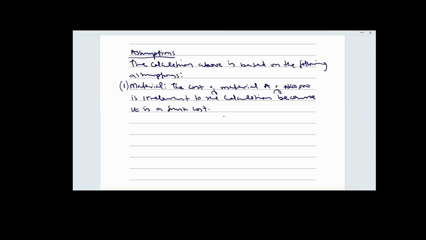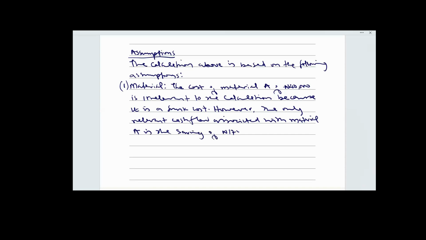I would then say, however, the only relevant cash flow associated with material A is the savings of 17,500 naira arising from the disposal of the material.